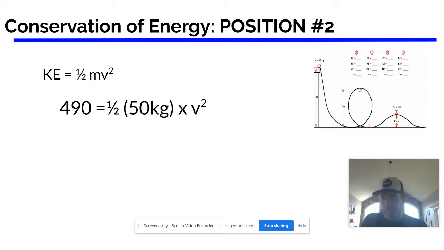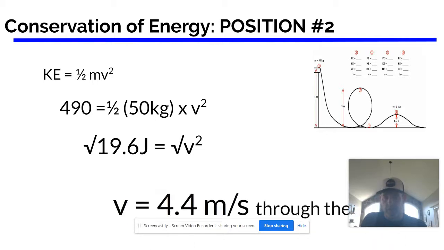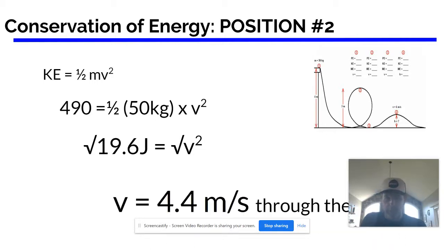Plug in the numbers that you need. There's an example of this on slides 7 and 8 if you want to go back and take a look at those. We're going to take the square root of both sides after we divide both sides by 25. And that's going to give you a velocity of 4.4 meters per second through the loop, I guess is how we'll say that. So that's position 2.